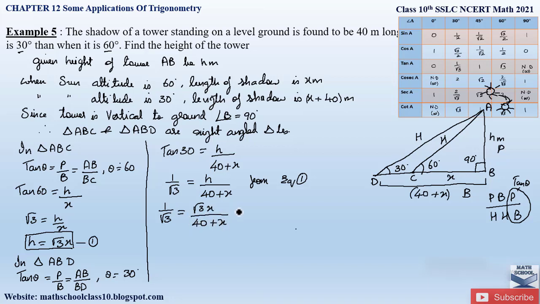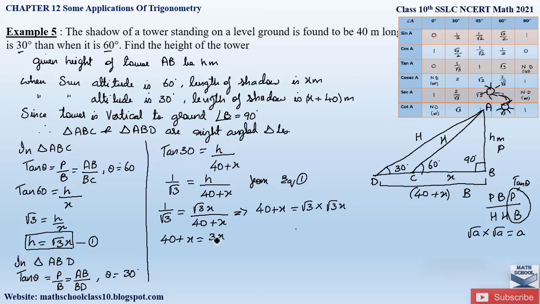Now let us cross multiply. So therefore we can write 40 plus x is equal to root 3 into root 3x. So here we get 40 plus x is equal to, what is root 3 into root 3? Multiplication of root of a same number will give you the number itself. So root a into root a is equal to a. So therefore root 3 into root 3 will be equal to 3 into x.